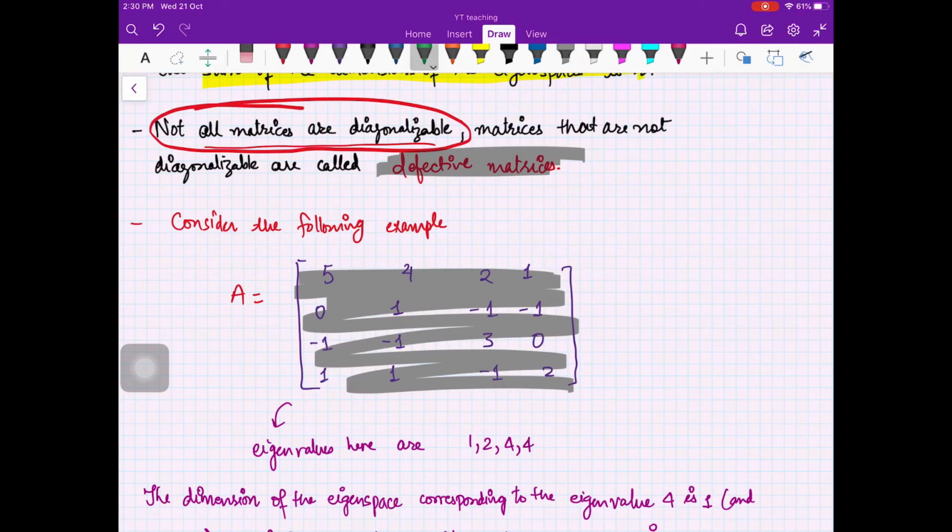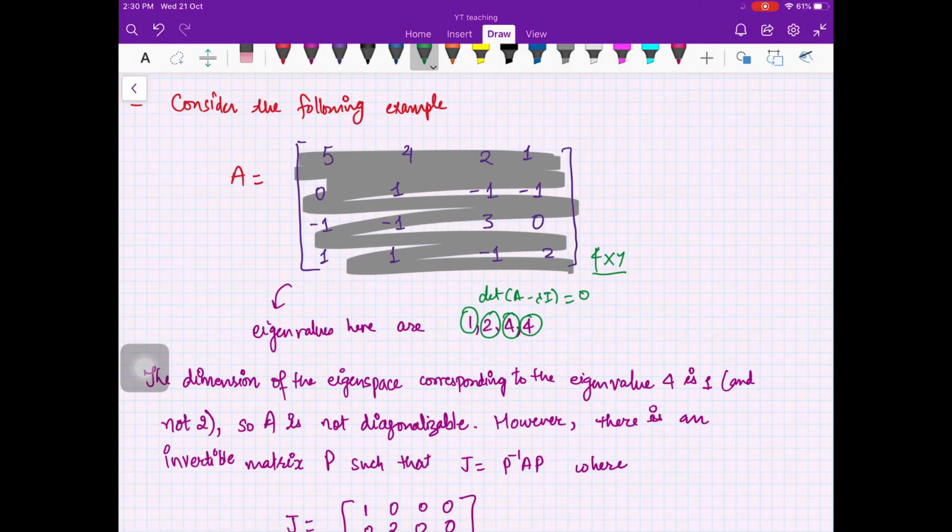Now consider this example. Here you have a 4 cross 4 matrix. If you find the eigenvalues, you put determinant of A minus lambda I equal to 0. You will see that 1, 2, 4 and 4 are the eigenvalues of this matrix. If you find the eigenspace corresponding to lambda 4, the dimension of that space is 1. It means that corresponding to lambda equal to 4, which is repeating 2 times, there is only a one dimensional eigenspace. So this is not a diagonalizable matrix. If you don't know the theory of diagonalization, then before going to the Jordan canonical form, I recommend that you first study diagonalization.